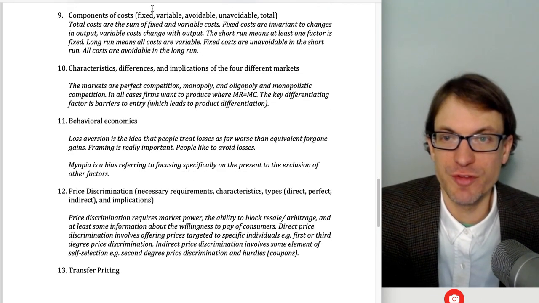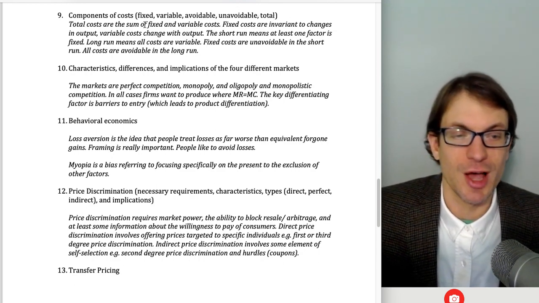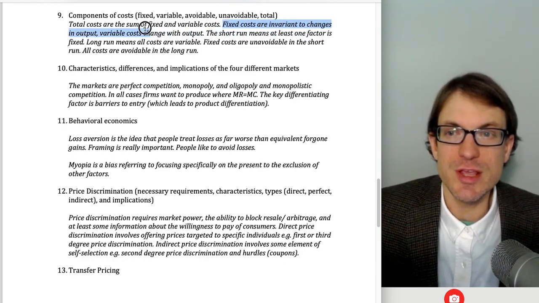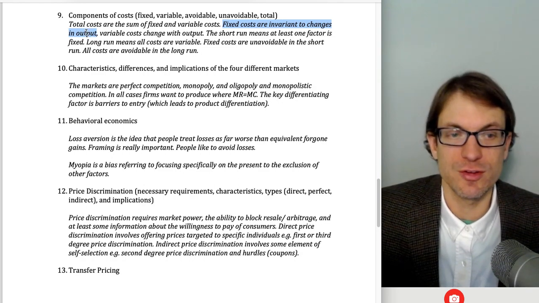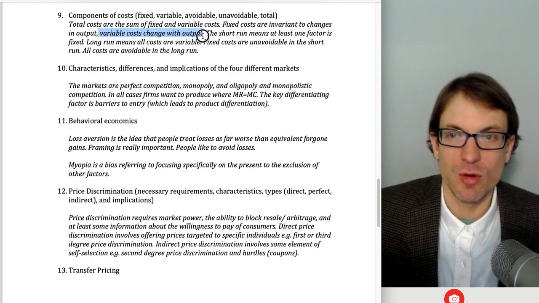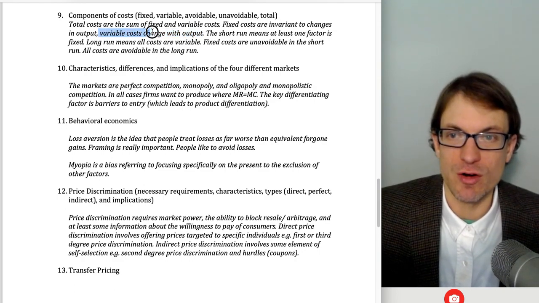Components of cost: fixed, variable, unavoidable, and avoidable. So total costs are the sum of fixed and variable costs. Fixed costs are those that are invariant to changes in output. So it's your cost at zero output. It's like rent for your location on the beach or whatever. Variable cost changes with output. So each additional unit I sell is requiring more ingredients. That's going to incur variable costs.